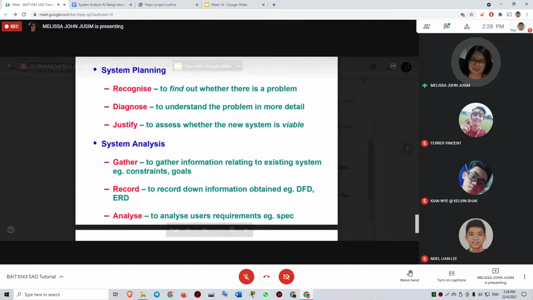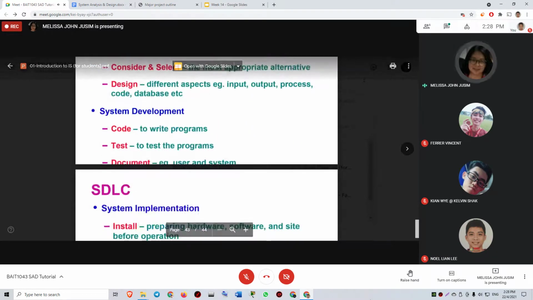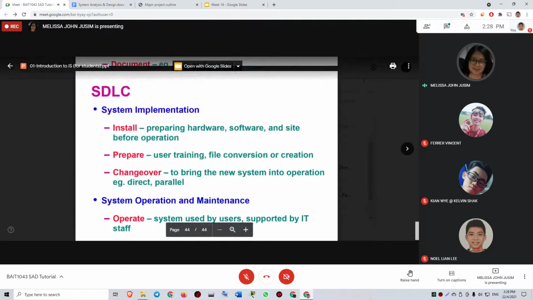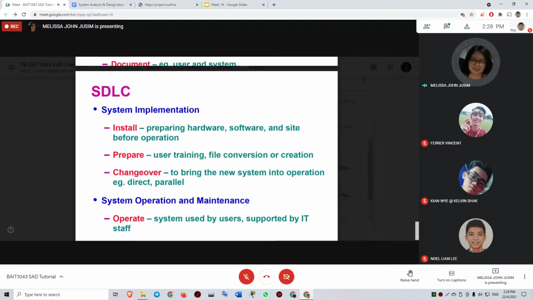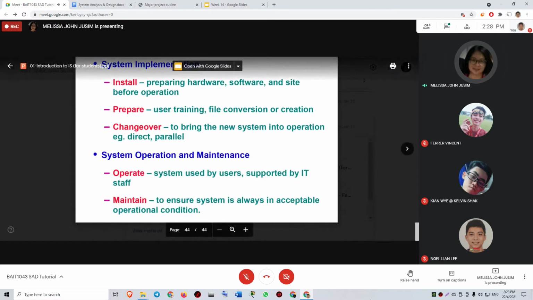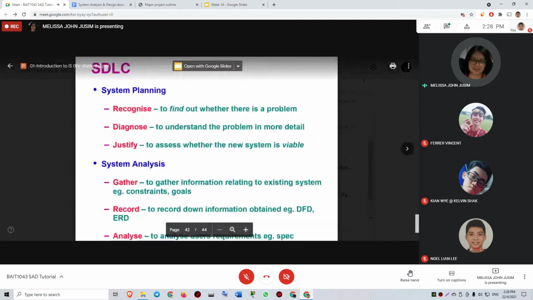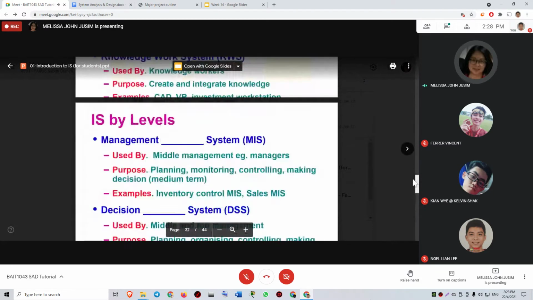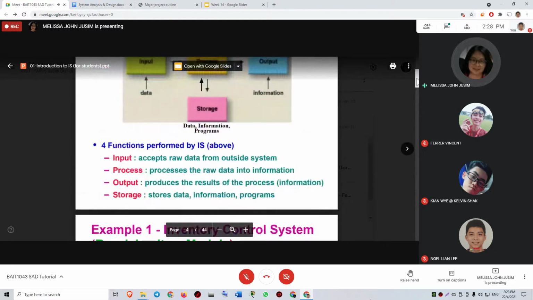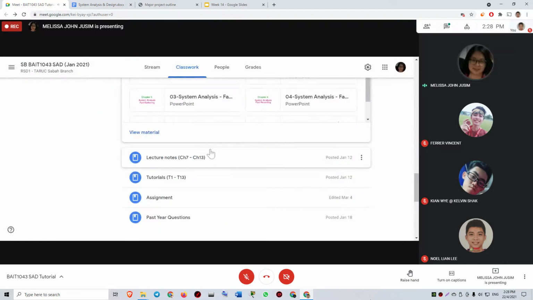This is the system analysis phase. This is system design. This is system development, system implementation. You can see we perform training, conversion, and then the changeover. And this is the final phase, system operation and maintenance. But then if you remember your test, I think it also included the basics of IS.